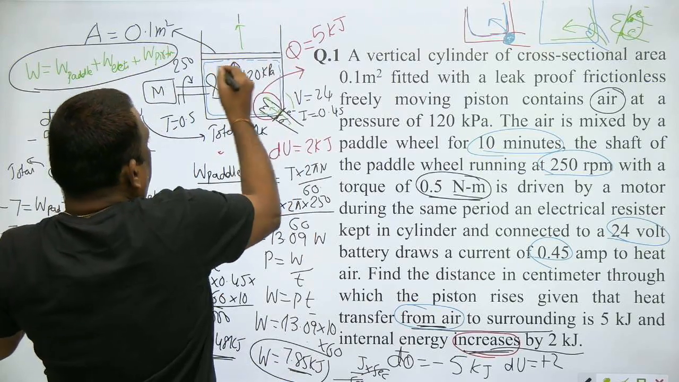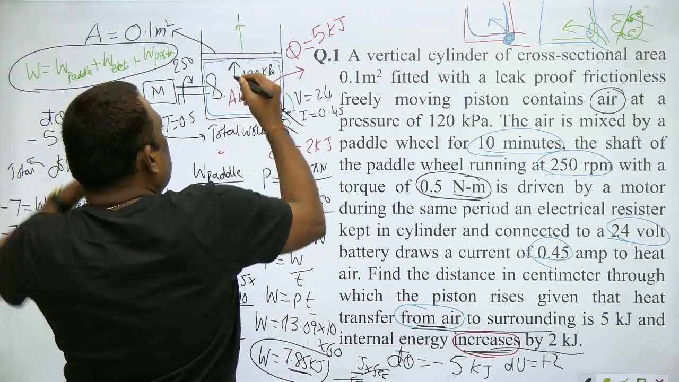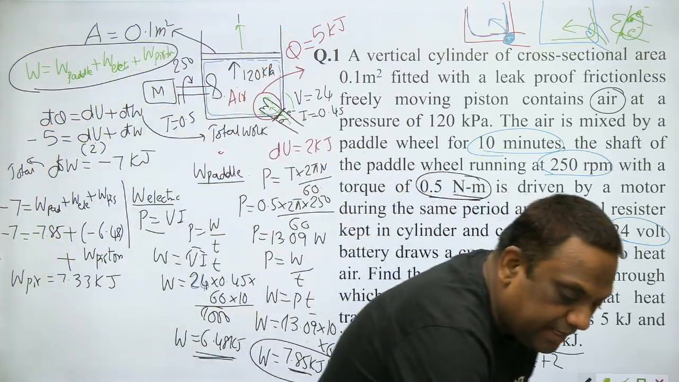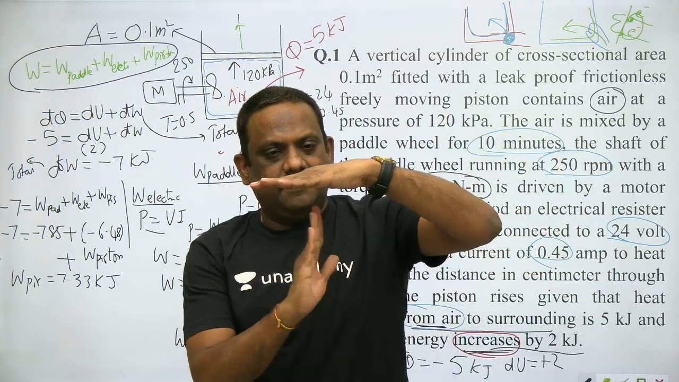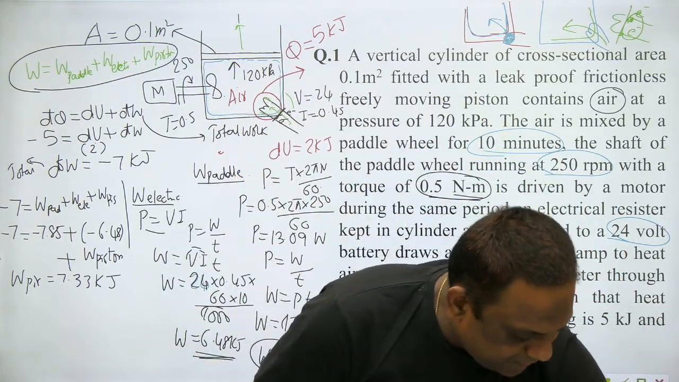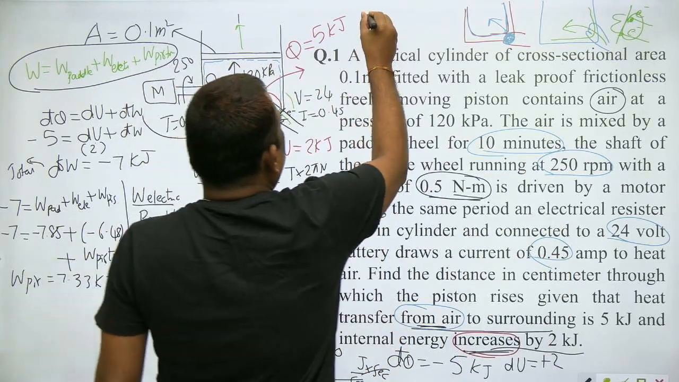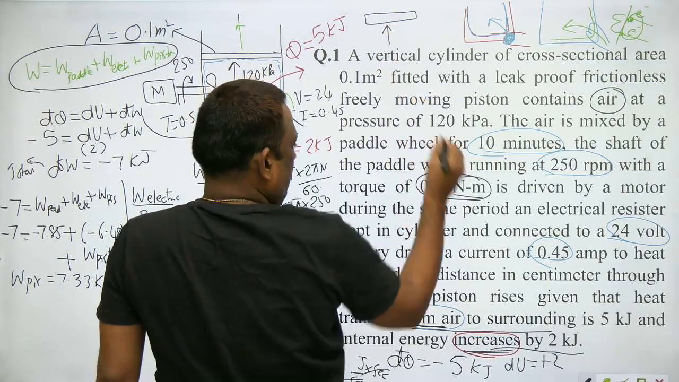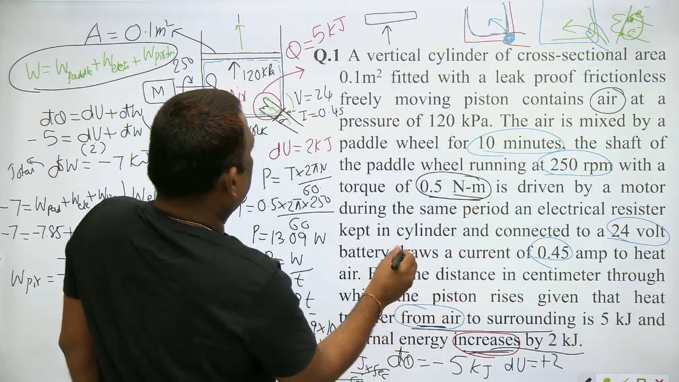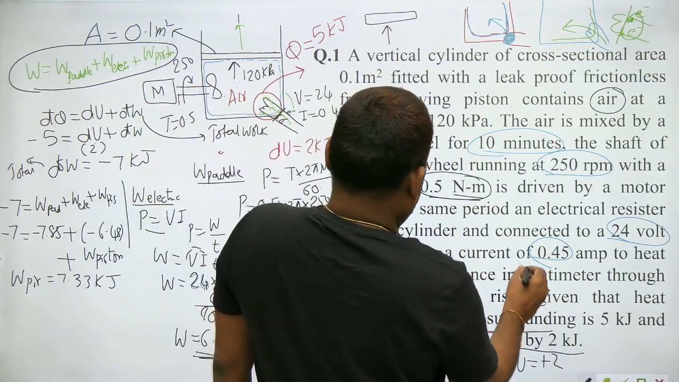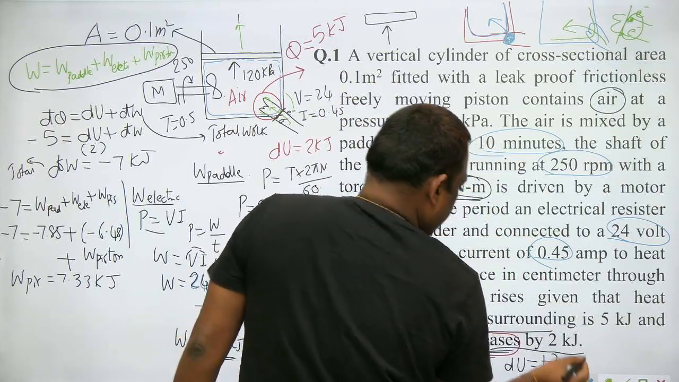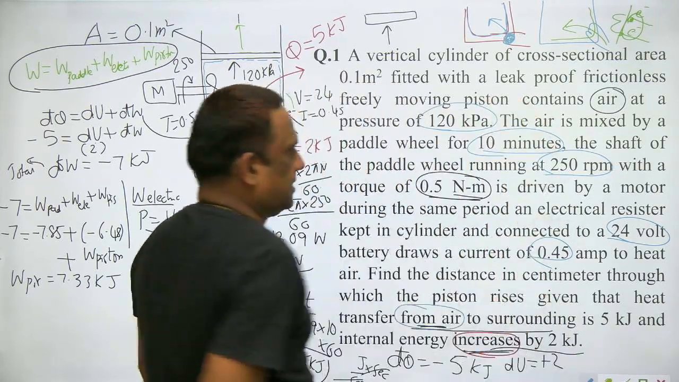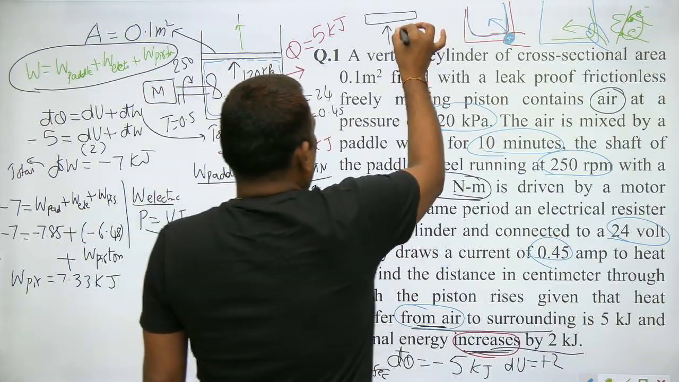And you know, my dear students, the piston is moving at a constant pressure. If it is moving at a constant pressure, how do you know it is at a constant pressure? Look once. On the piston, if you draw the free body diagram, it is moving at a uniform velocity. So this is the pressure. How much is that pressure? It is given in the problem. Somewhere it is given. Yeah, it's here. It is 120 kilopascal.